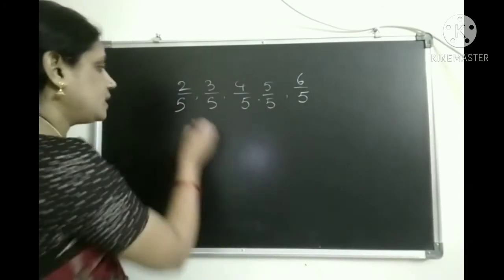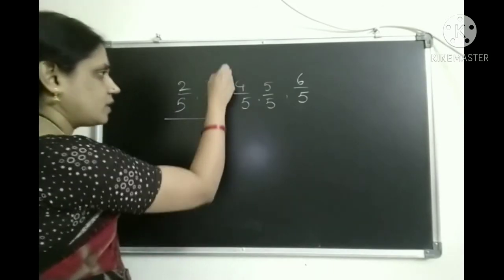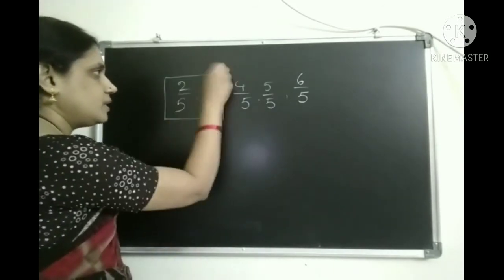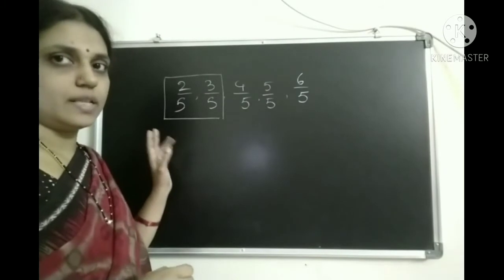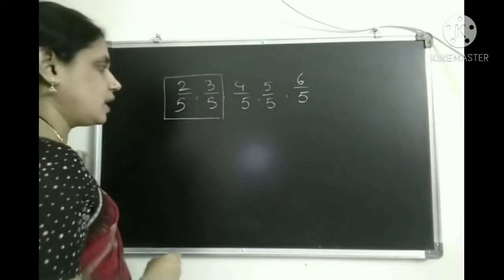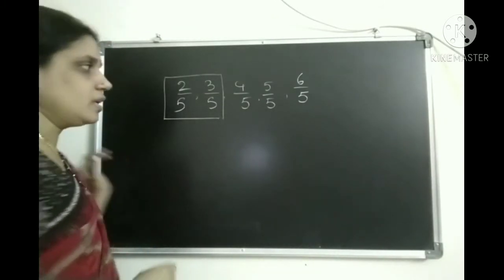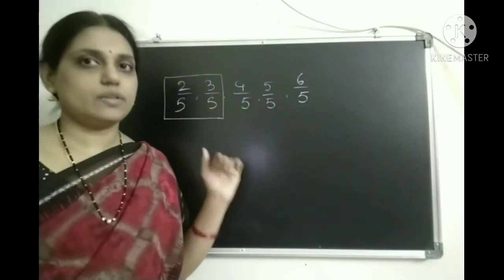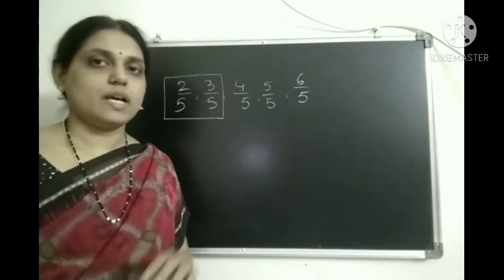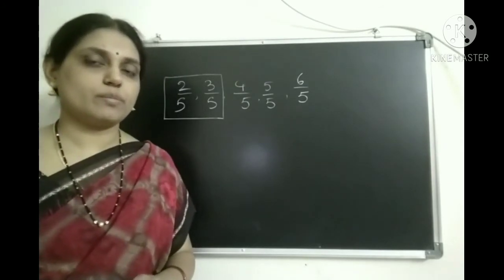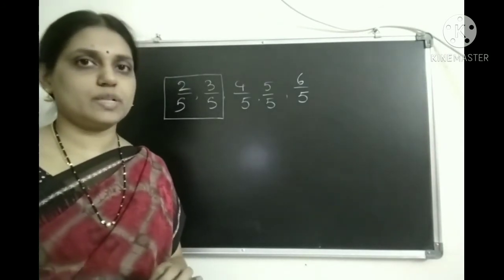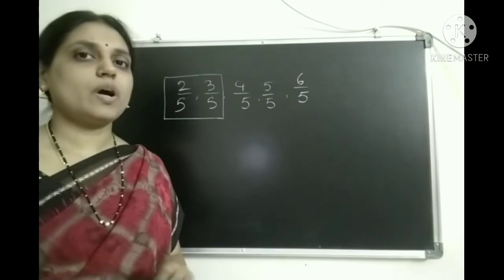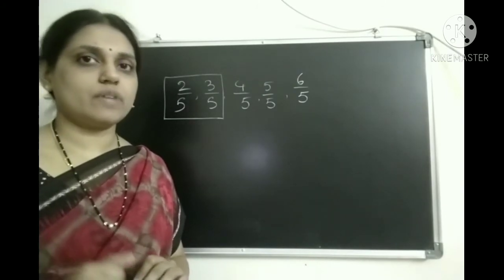So now tell me, between 2 by 5 and 3 by 5, will any other number be there or not? Any other number definitely will be there. How can you say that? Okay, so here you have to revise the average concept once. What is meant by the average or mean of two numbers? That is the sum of quantities divided by the number of quantities.